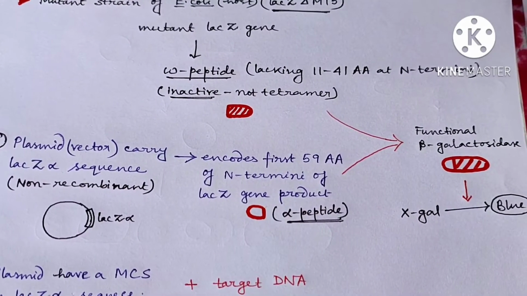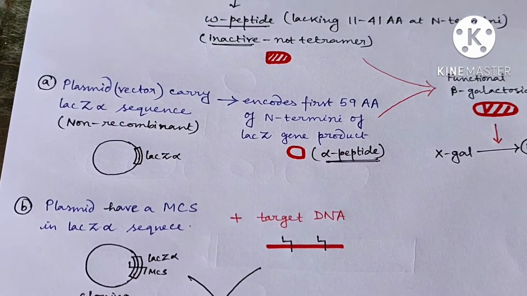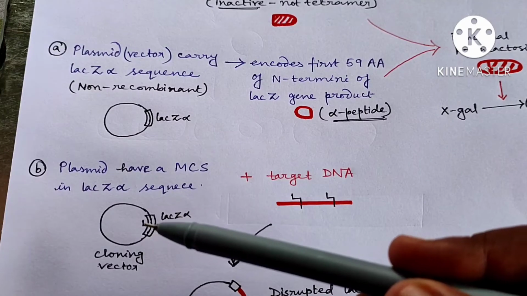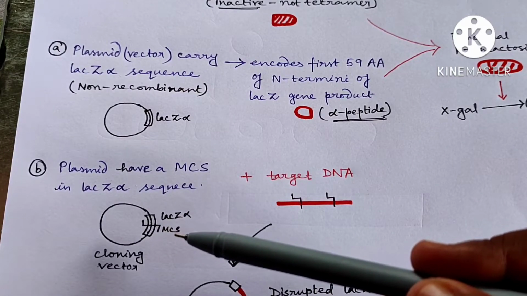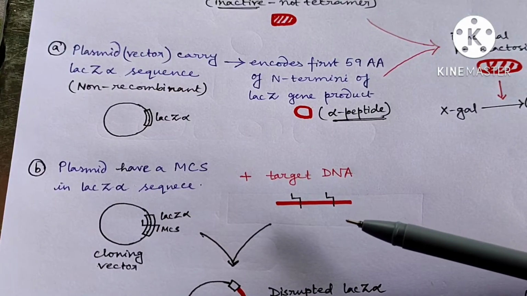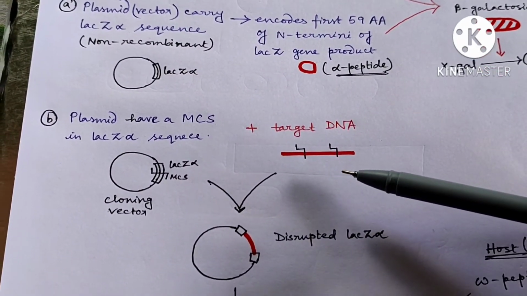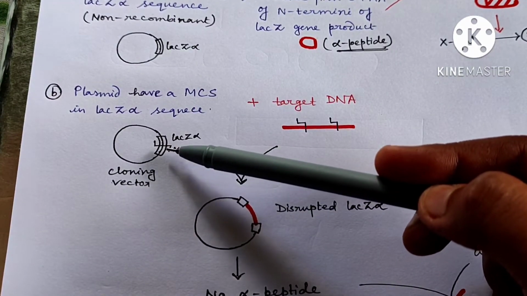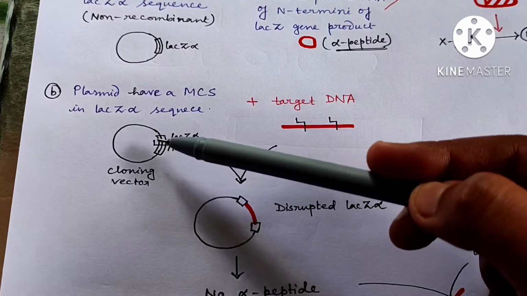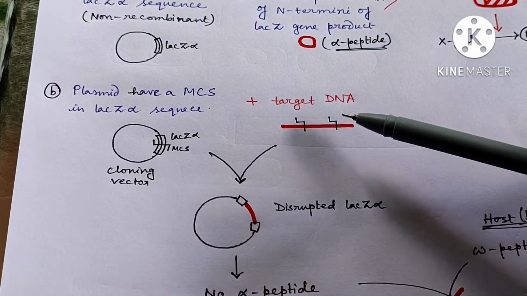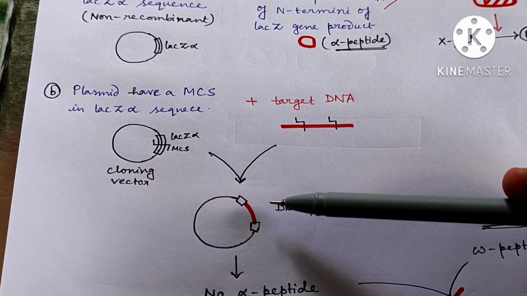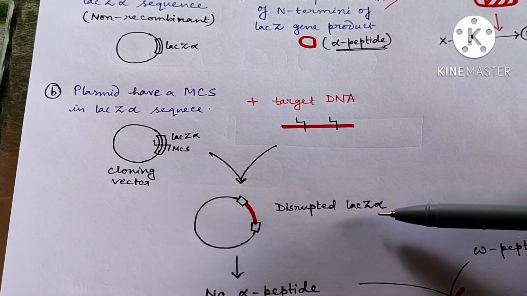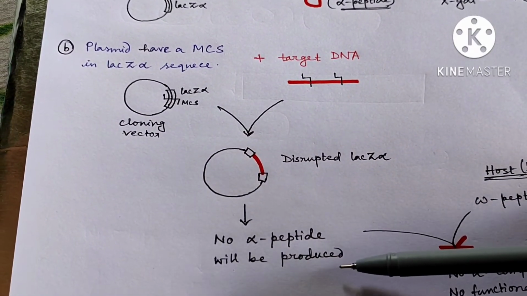But what will happen if the LacZ alpha sequence of the plasmid is cut at the multiple cloning site and is recombined with a targeted DNA? See here, the same cloning vector containing the LacZ alpha gene has a multiple cloning site, and there is a cut and the target DNA has been introduced here. As a result, what happens? The LacZ alpha gene gets disrupted. So no alpha peptide will be produced.